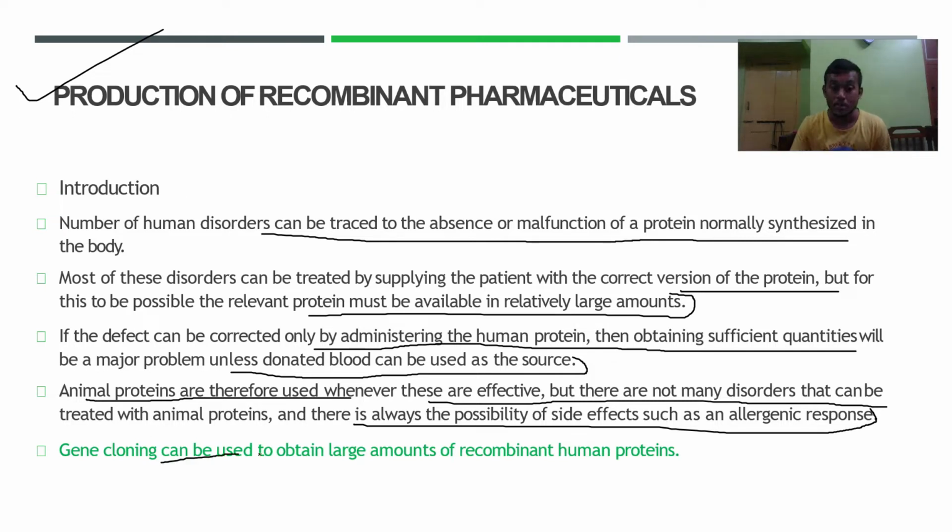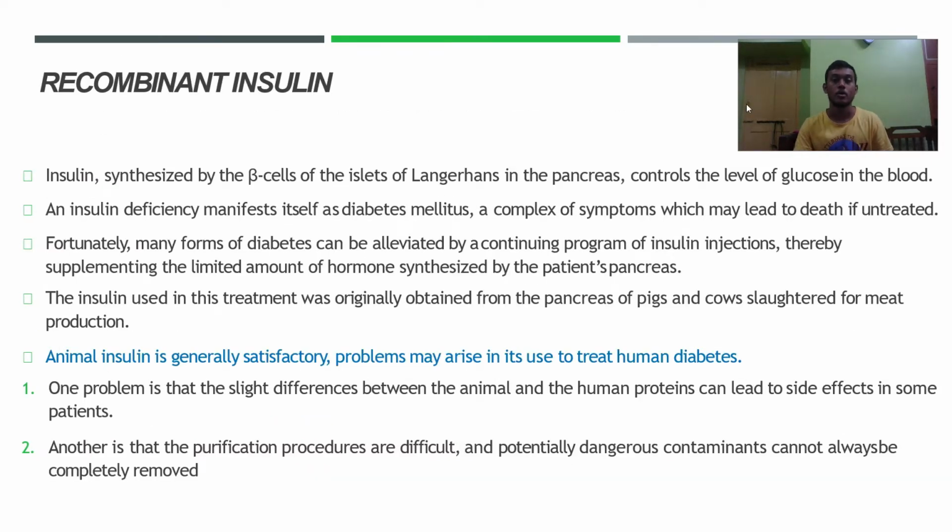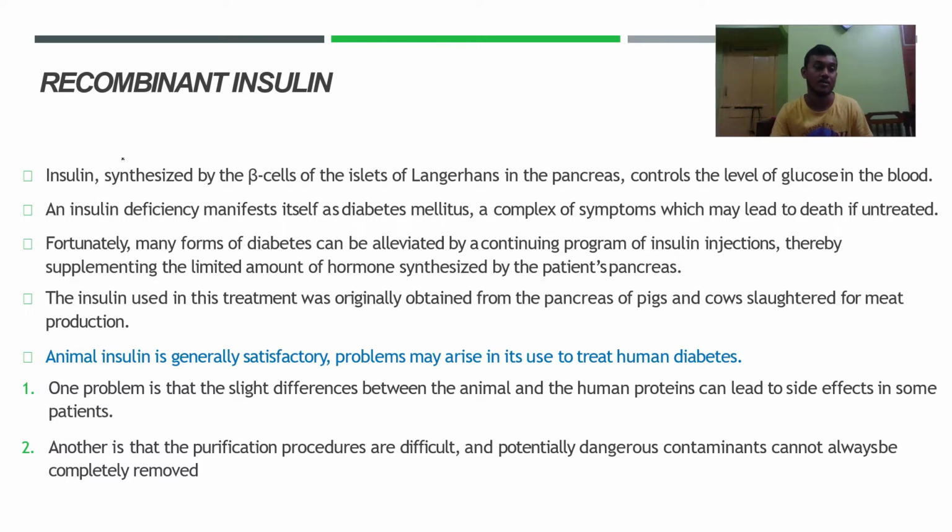Also, gene cloning can be used to obtain large amounts of recombinant human proteins. Gene cloning is the most useful technique used in genetic engineering for maintaining a pure proportion of all the pharmaceuticals that are being produced in a recombinant manner. So moving on, talking about the recombinant insulin that we have here.